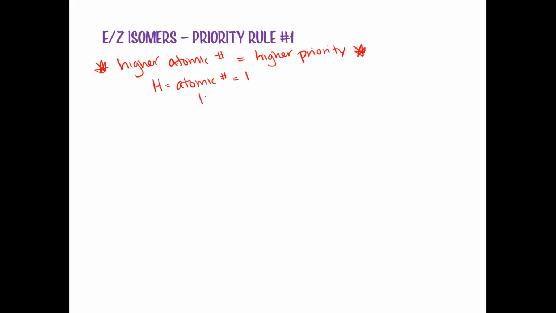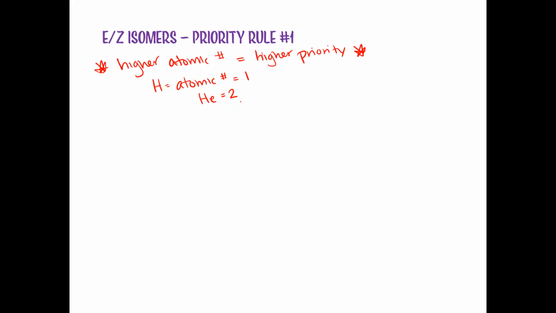So for EZ isomers, priority rule number one is that the higher atomic number equals the higher priority. Remember this. Remember, the atomic number is the number of protons. So hydrogen would be atomic number equals 1. Helium would equal 2, and so forth.